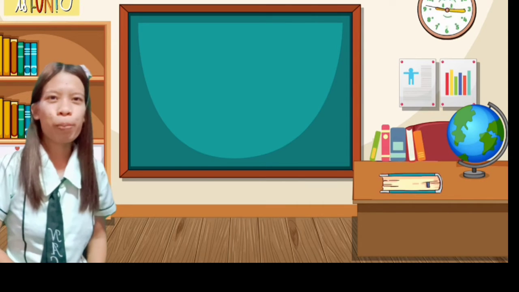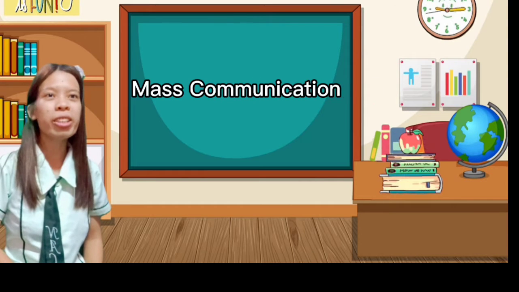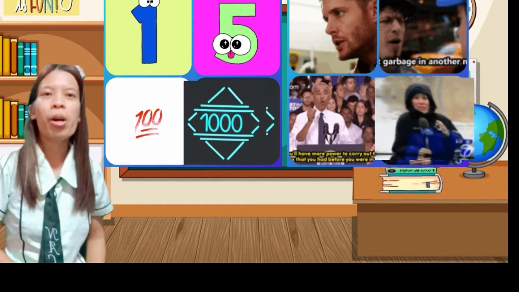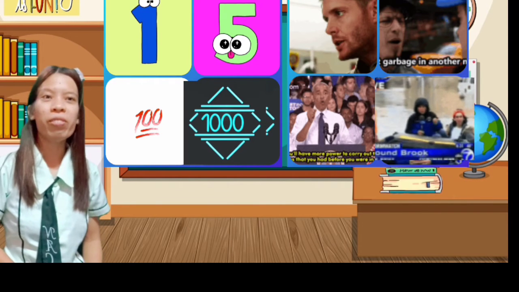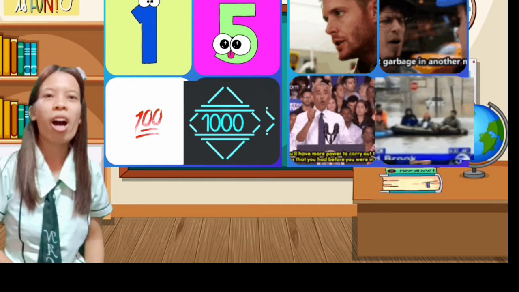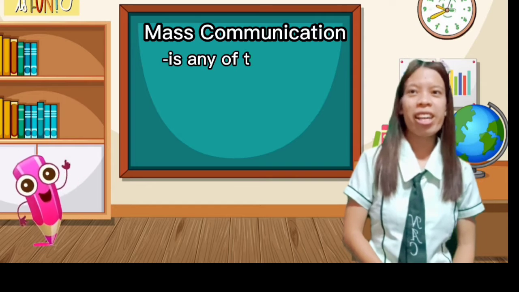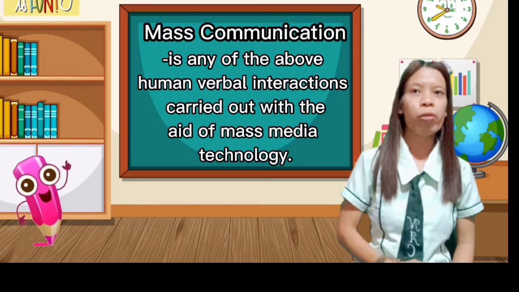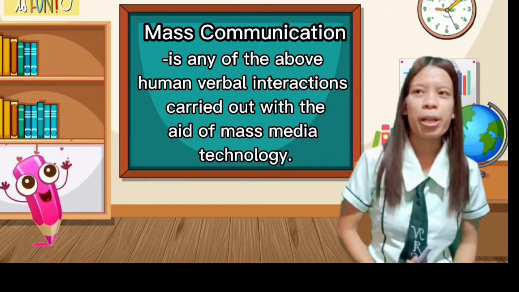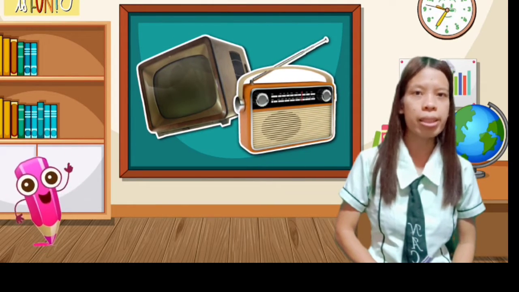The fourth type of speech context is mass communication. So, as you can see, the number 1000 represents the fourth image. Always remember that the number that was given represents how many people are involved in that communication. Mass communication is any of the above human verbal interaction carried out with the aid of mass media technology. Mass media used to mean only radio and television, which reach more people with the use of their technical systems.